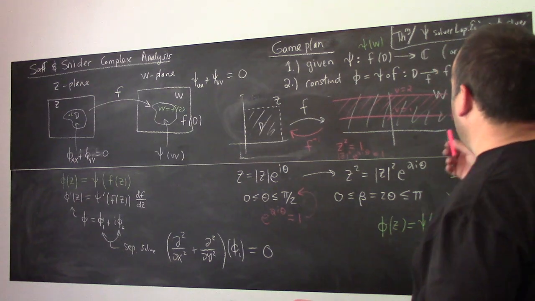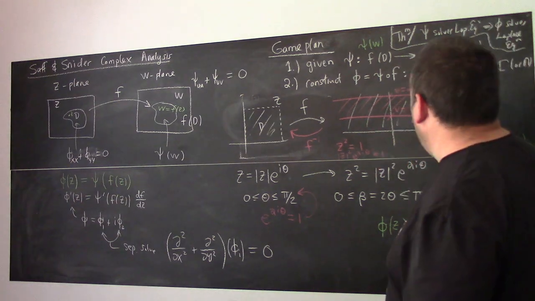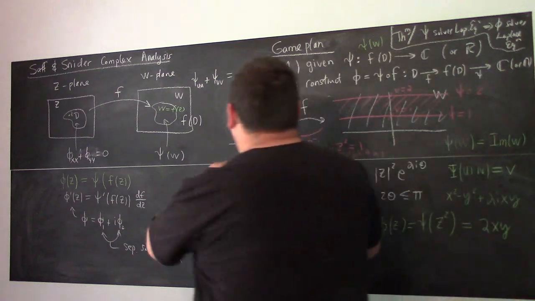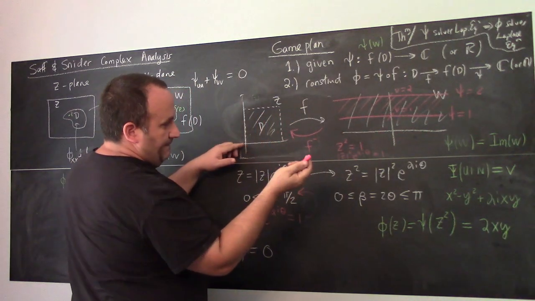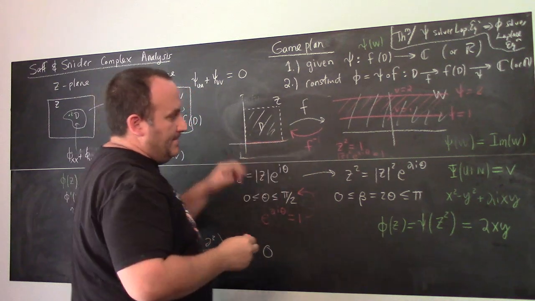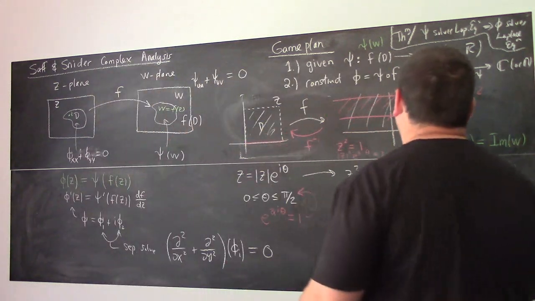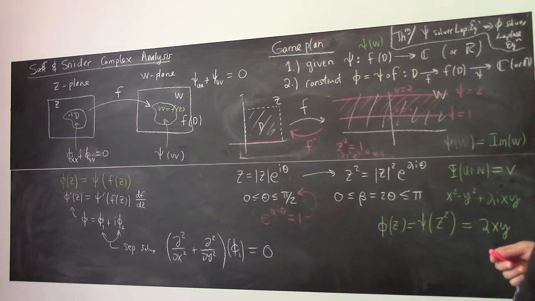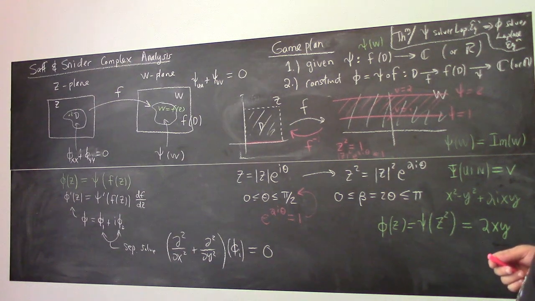Yeah. So I should have used some better color coding here. v equals 1. I guess it's just this, right? Because apparently it's theta equal to 0, if I haven't made a mistake, which I might have.